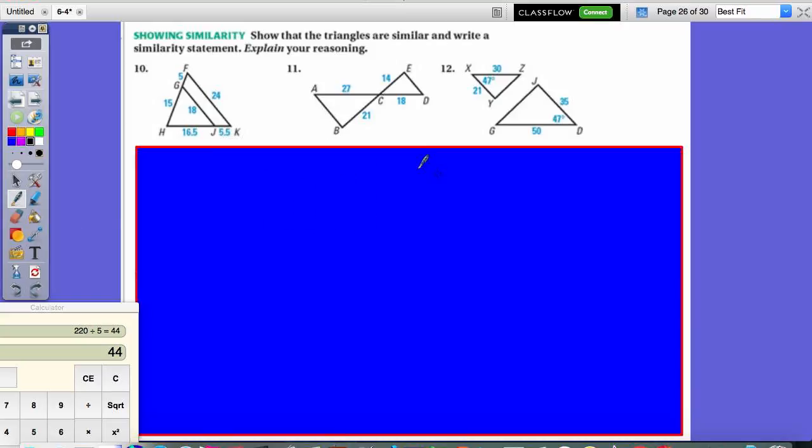So for number 11, when you see these crisscross lines, you should be seeing that you have a set of vertical angles. And vertical angles are always going to be congruent. Now, when you're talking about vertical angles, you need to use the angle symbol. And in this case, you cannot just say angle C is congruent to angle C because there's a number of angles C. So you actually need to say angle ACB is congruent to angle ECD. Since C is the vertex of both of these angles, it needs to be in the middle.